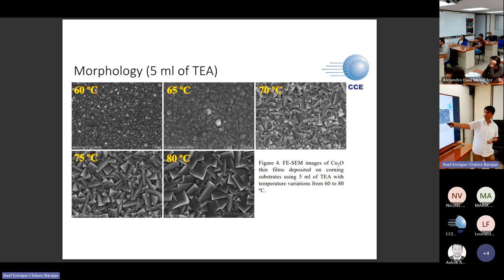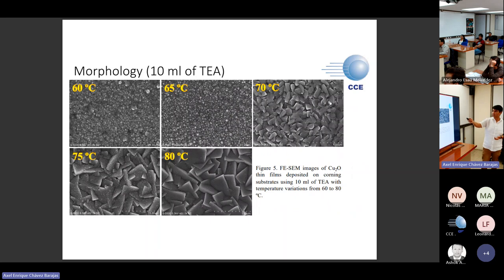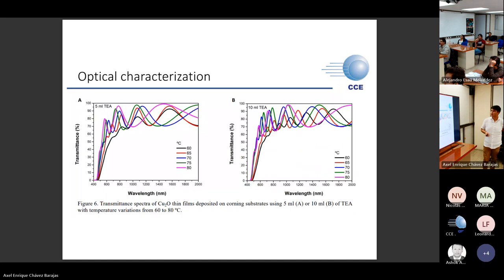So for example, in this case, what is preferable for a solar cell, this one, or for a photocathode, this one, and the other ones. And we observe more or less the same tendency when we increase the amount of TEA from 5 to 10 milliliters: we observe a very good, well-defined morphology. And this is something I explained before.